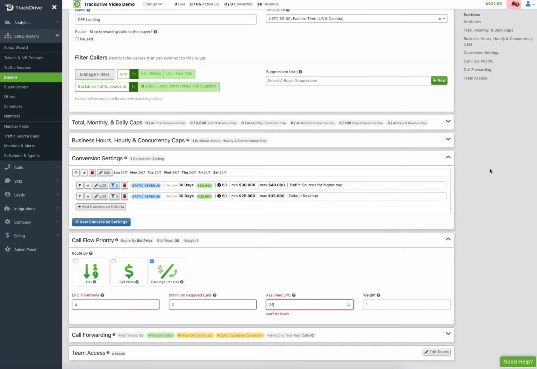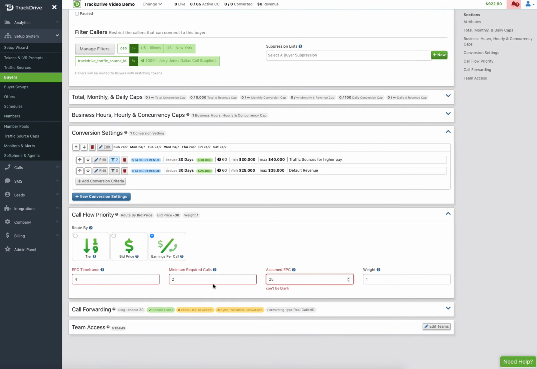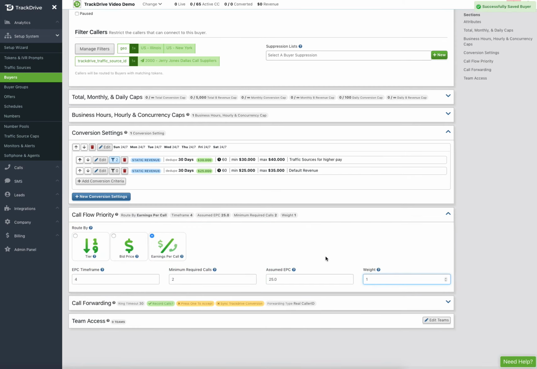Now, we don't have an update button. It does autosave. So you did see why I was playing around here, that it was not saving the record, because I was missing some fields, and it's trying to autosave. But once I correct all the fields, I'm just fine. So this is saying here in earnings per call routing that I'm going to look back for a minimum of 2 calls in the last 4 hours.